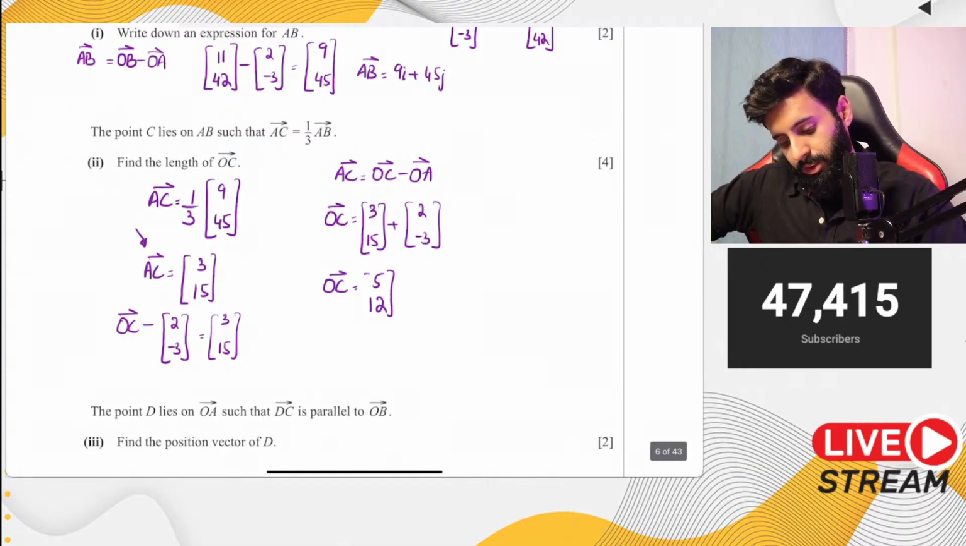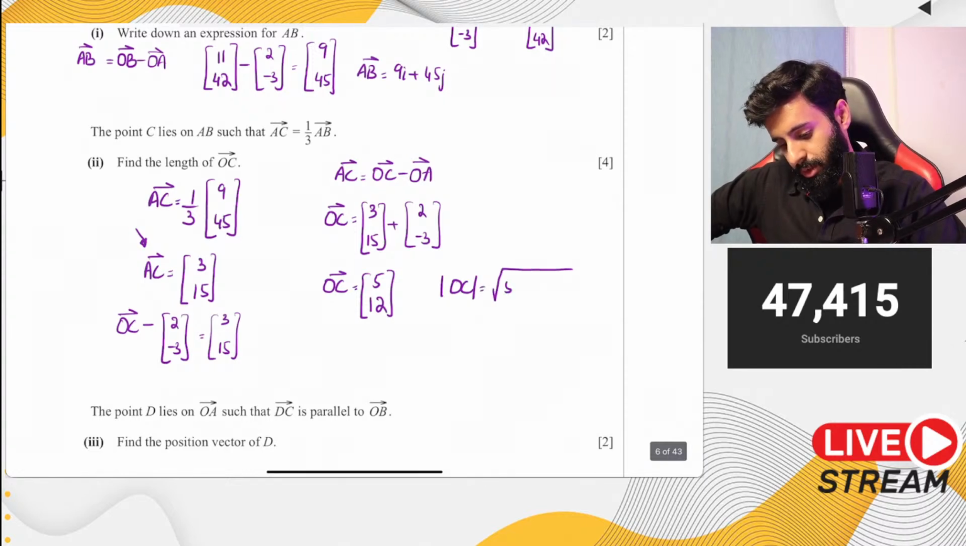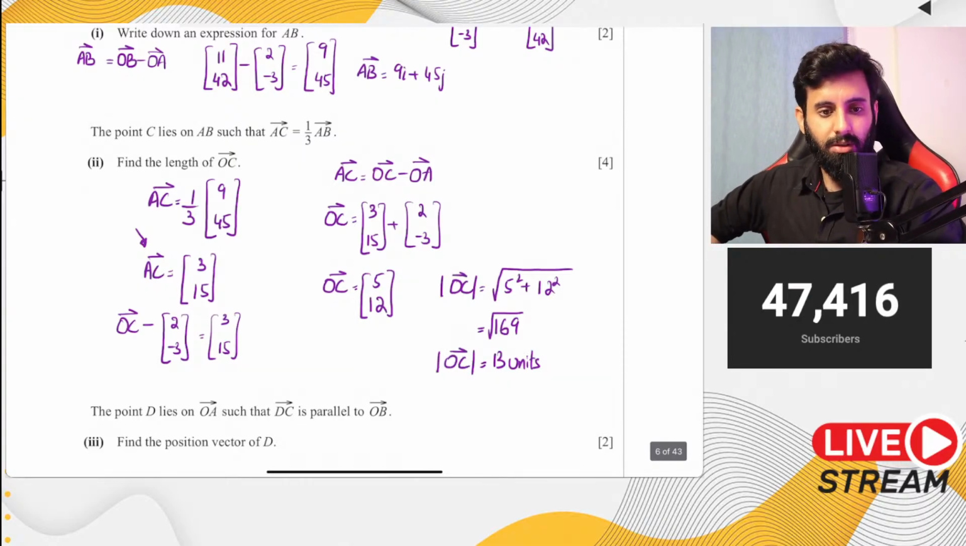Now here is OC. If you want to find out the length, how do we find out the length? You can find out the length by simply taking the square root of 5 squared plus 12 squared. So 5 squared is 25. 25 plus 144 is 169. And the square root of 169 is 13 units. So there you go. The magnitude of OC, or you can say the length of OC, is 13 units.